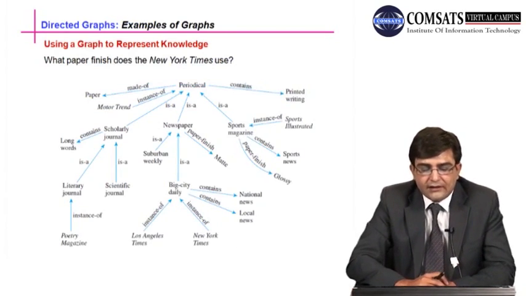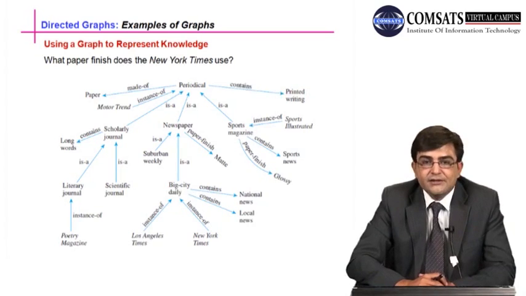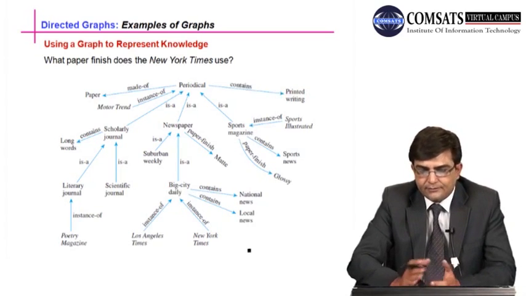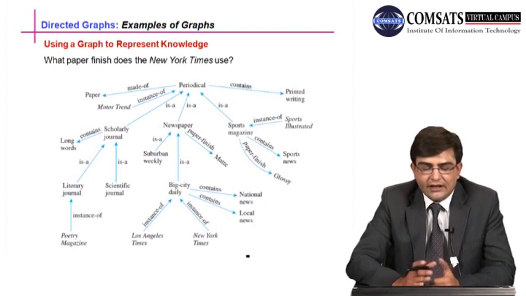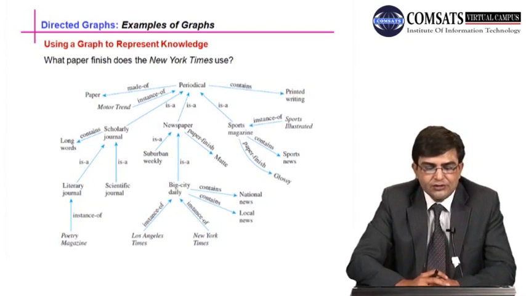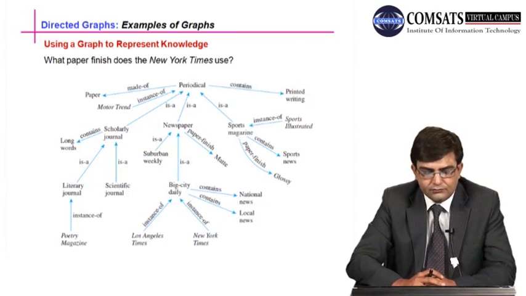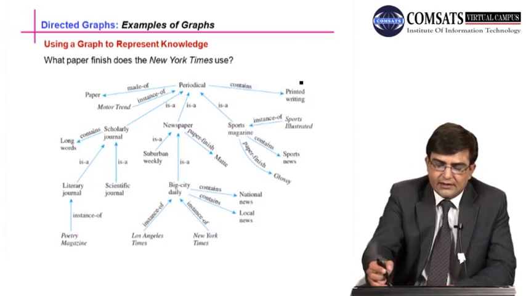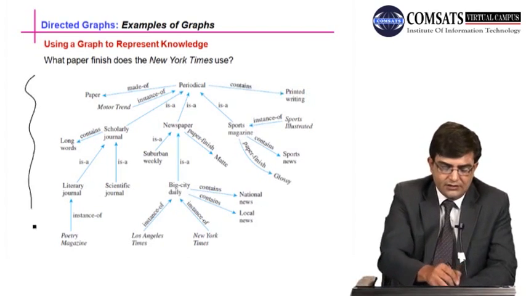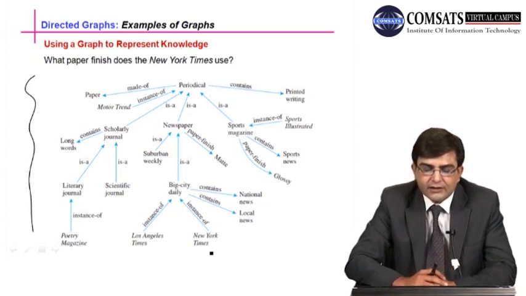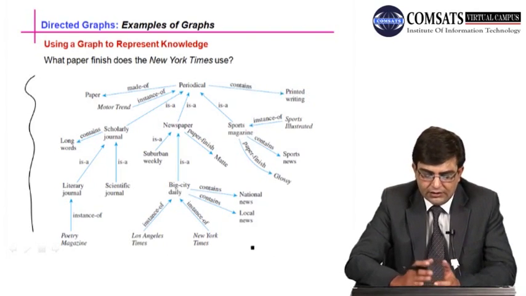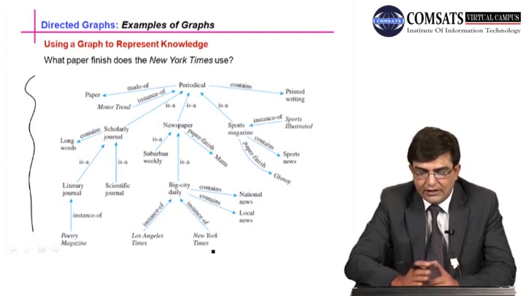So directed graphs have many applications in computer science, in solving problems in computer and daily life problems. For example, using a graph to represent knowledge. Here this is a graph, which shows some information, and we can find some information from this graph using the direction, the directed edges and vertices.